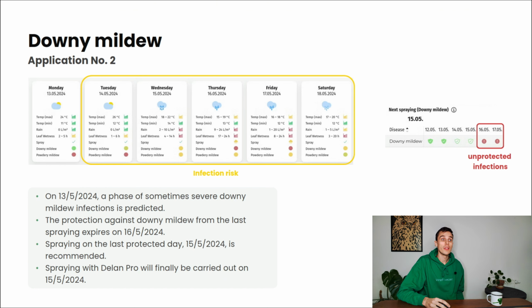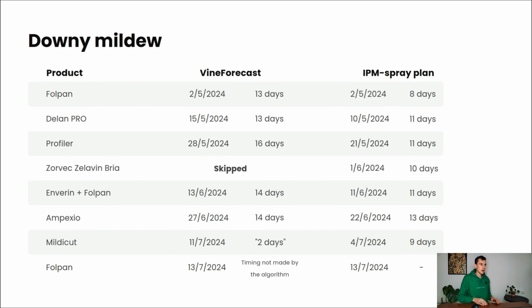Therefore, the algorithm recommends the next spraying on the 15th of May, the last day where we still have protection against infections, as our next spraying date. And as the forecast stayed stable again, we finally sprayed Delan Pro on the 15th of May. Now I think you understand how the VineForecast app helped us throughout the season to arrive at an optimized spray schedule.